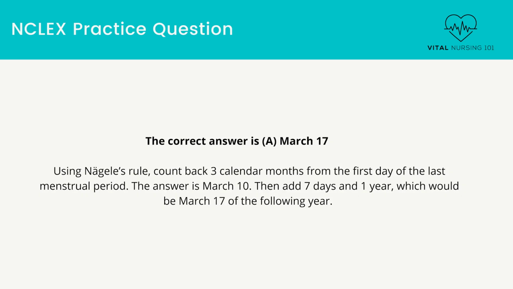The correct answer is March 17th. Using NCLEX rule, count back 3 calendar months from the first day of the last menstrual period. The answer is March 10th. Then add 7 days and 1 year, which would be March 17th of the following year.